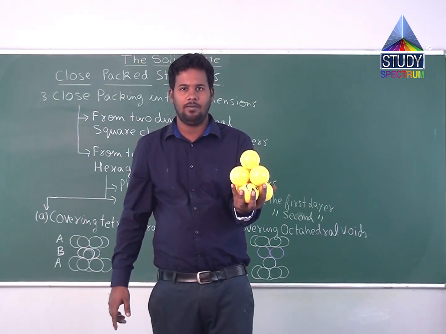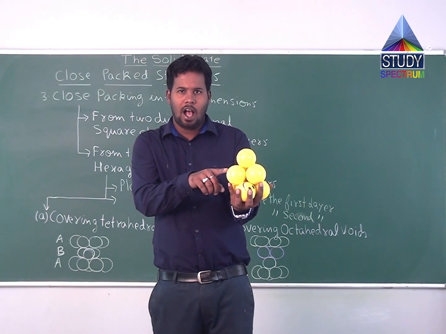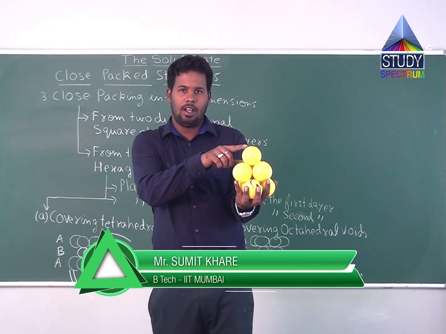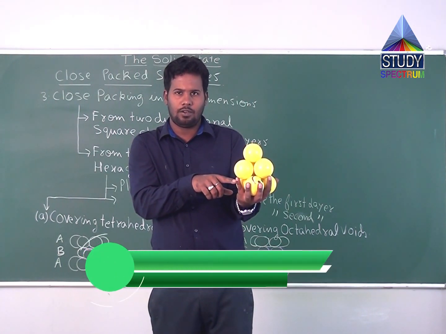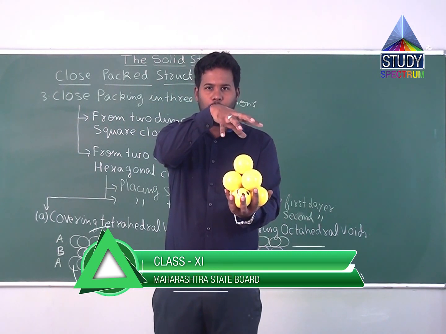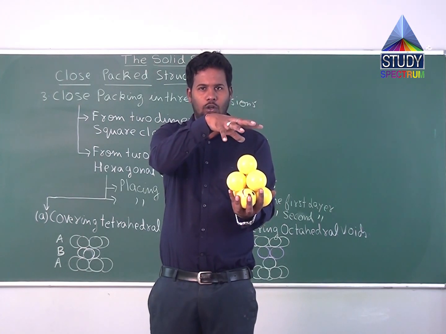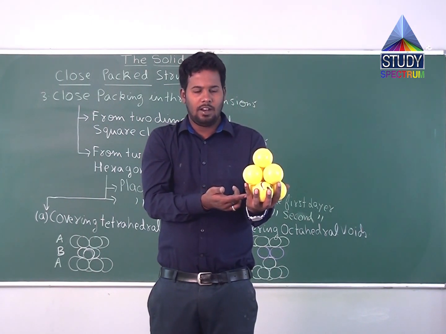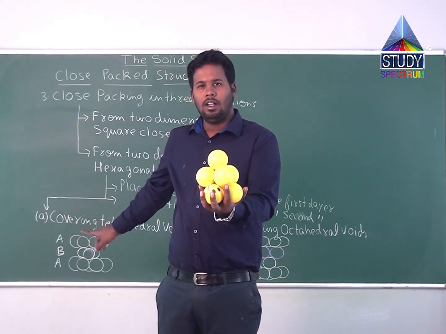It means the centers of the spheres in the second layer are not exactly above the centers of spheres in the first layer. The center of the sphere in the third layer is not exactly above the center of the sphere in the second layer, and also the center of the sphere in the first layer. So we can say that this is A, B, C, and after that again the fourth layer will have A type of structure. Why? Because when we try to place the fourth layer, the centers of those spheres in the fourth layer will be exactly above the centers of spheres in the first layer. So this becomes first layer A, second layer B, and third layer C. Whereas in the case of tetrahedral, for covering the tetrahedral void, we were getting AB type.